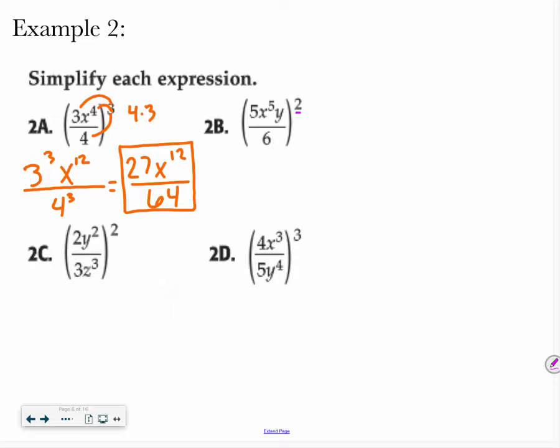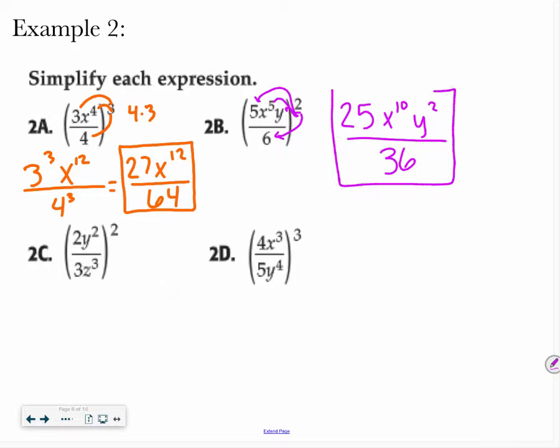For 2b, again, I have to distribute this too. So 5 squared becomes 25. X to the 5th squared, that becomes x to the 5 times 2, because it's power to power. Then I have to apply that 2 to my y, so y squared divided by, don't forget to square your bottom. So 6 squared is 36. Again, there's no numbers that go into both 25 and 36, so I'm done with that problem.